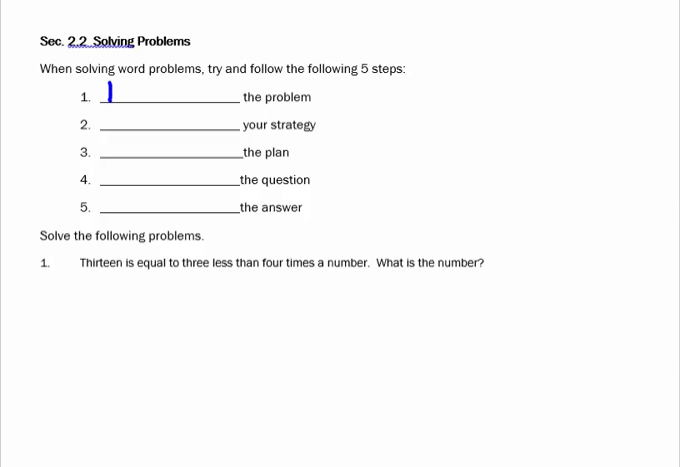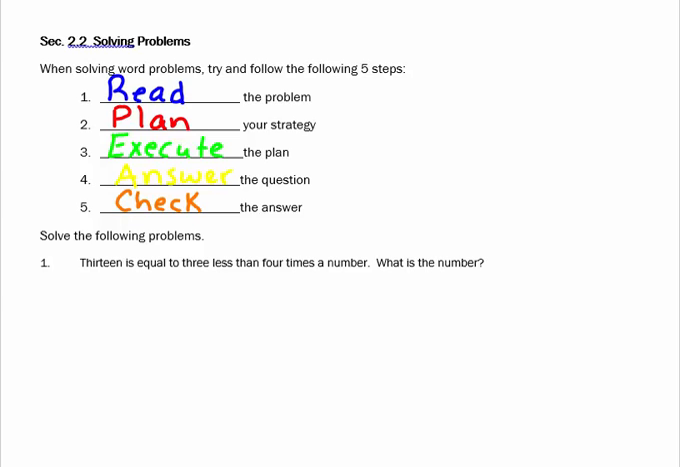So first thing is read the problem. You might have to read it a few times to make sure you get what's going on. Next thing is to plan a strategy. It might be a formula you need to know, or it might be a straight translation. Next thing is execute the plan, which means try what you have planned, see if it works. Then answer the question. Once you answer the question, make sure that your answer makes sense. So check the answer, not just to make sure it's correct, but that it actually makes sense with what the question is asking.